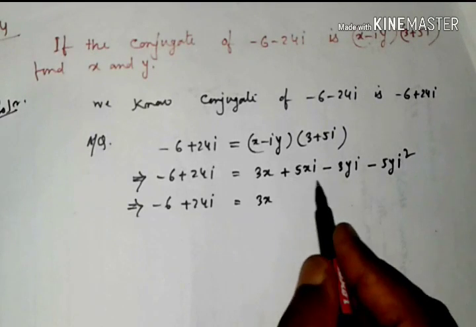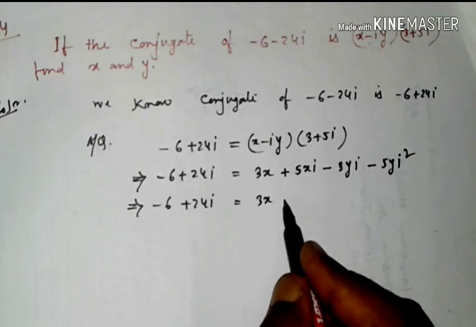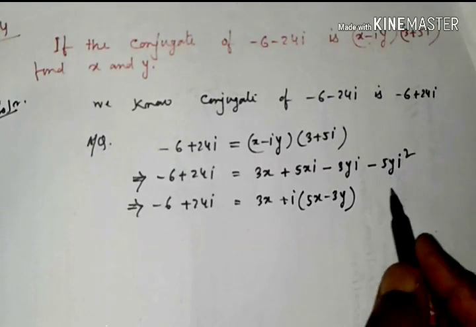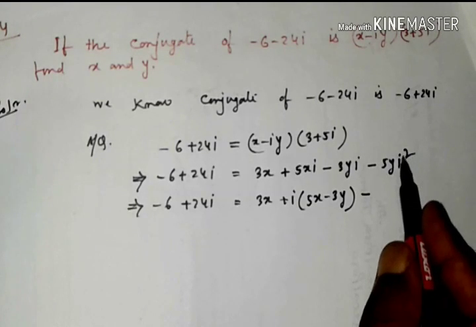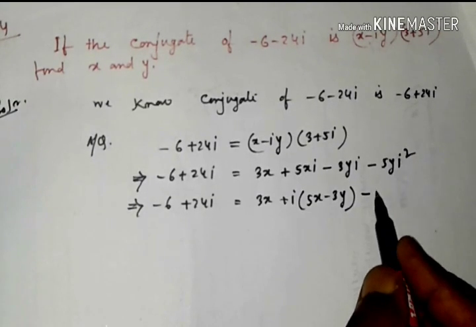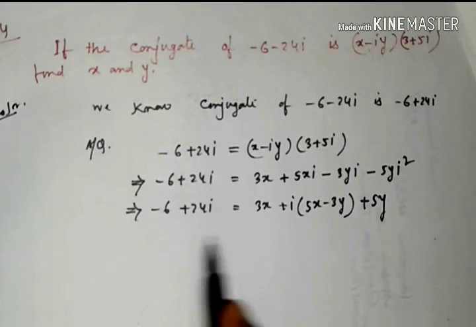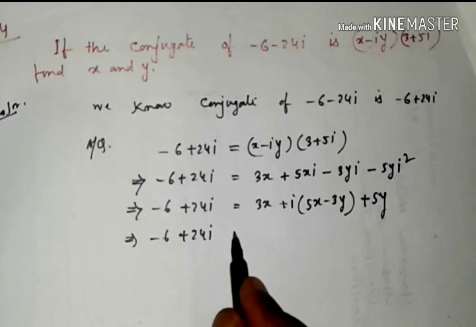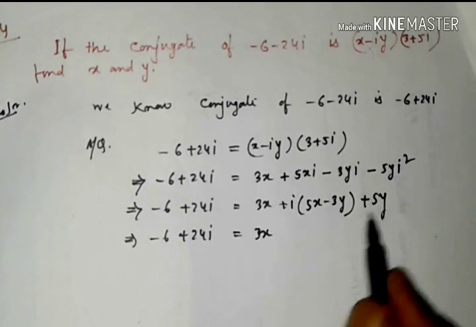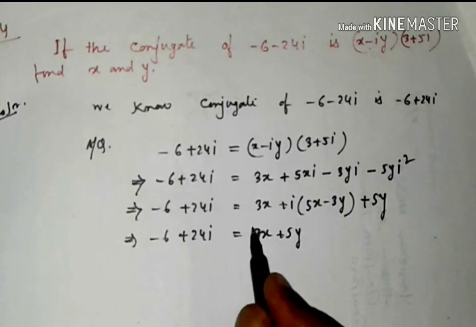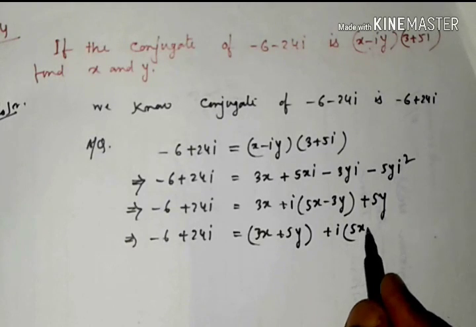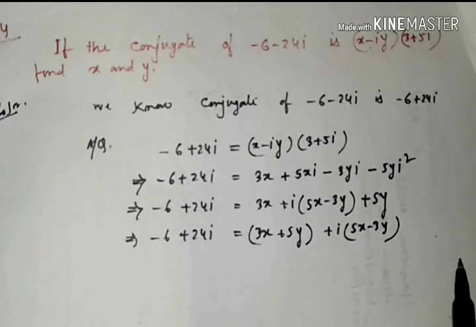We can take i common from here, that is plus i (5x minus 3y). Here i square is equal to minus 1, therefore it is plus 5y. This implies minus 6 plus 24i equals (3x plus 5y), this is the real part, and i (5x minus 3y), this is the imaginary part.